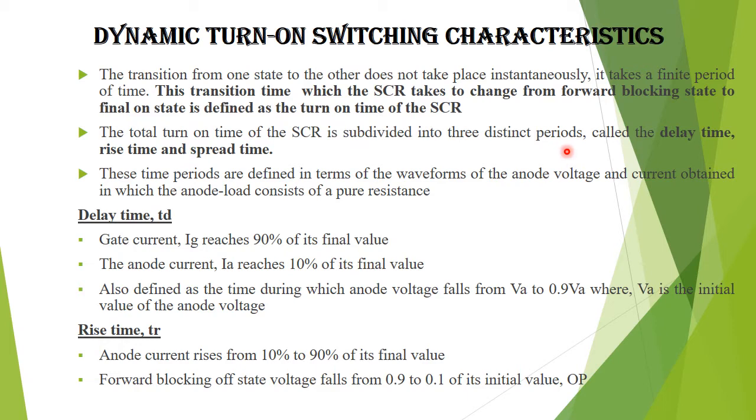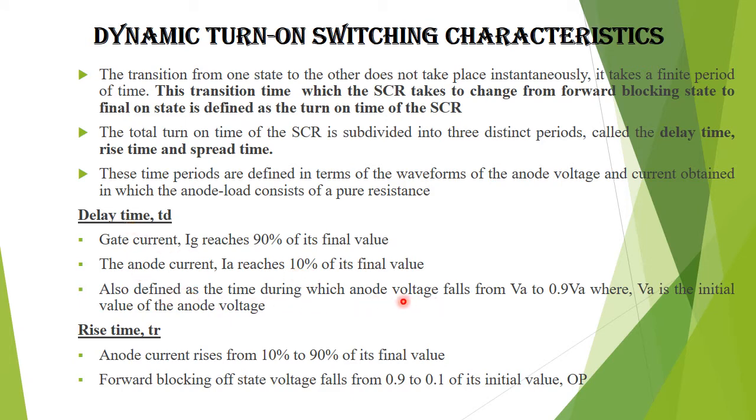This turn on time is divided into three distinct periods called the delay time, rise time and spread time. These turn on characteristics are defined in terms of the anode voltage waveforms and anode current waveforms. So first we'll go by the definition. The delay time TD is defined as the time during which the anode current IA reaches 10% of its final value. Suppose IA is the final value, the anode current will start rising from 0 and attain 10%. That time period is defined as the delay time.